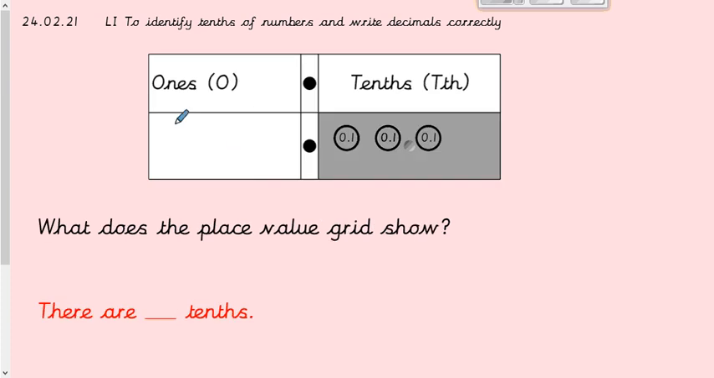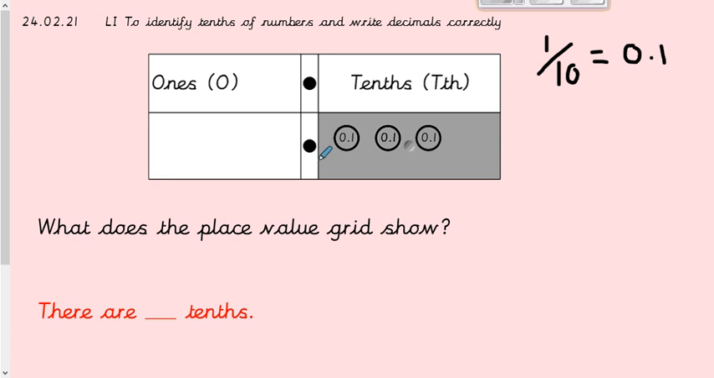So moving on to this then, what does the place value grid show now? So how many ones do we have, and then how many tenths do we have? So remember before I said a tenth is this. It also can be represented as a decimal as this. Those are the same, okay? So this is 1/10 as a decimal, there we go. And this is 1/10 as a fraction. They're the same thing, just written as a fraction and a decimal.